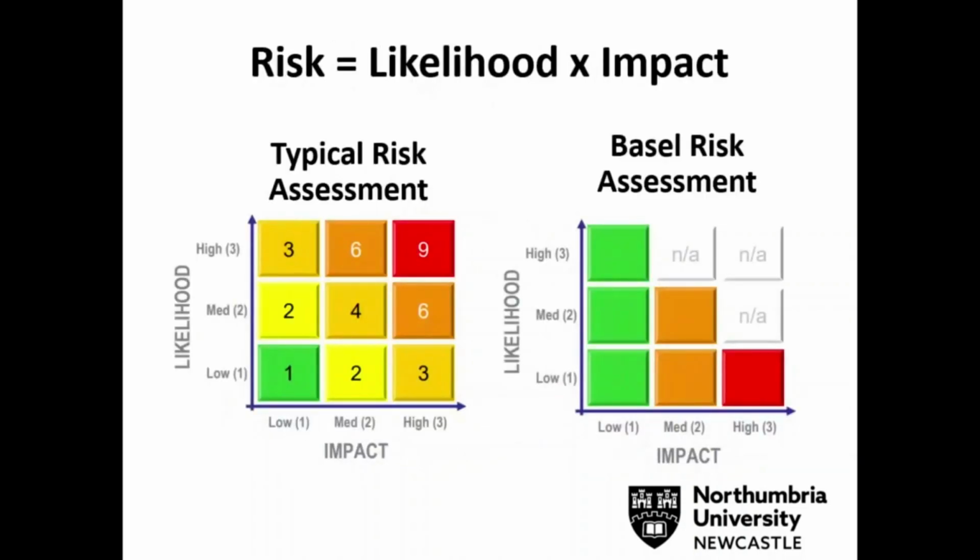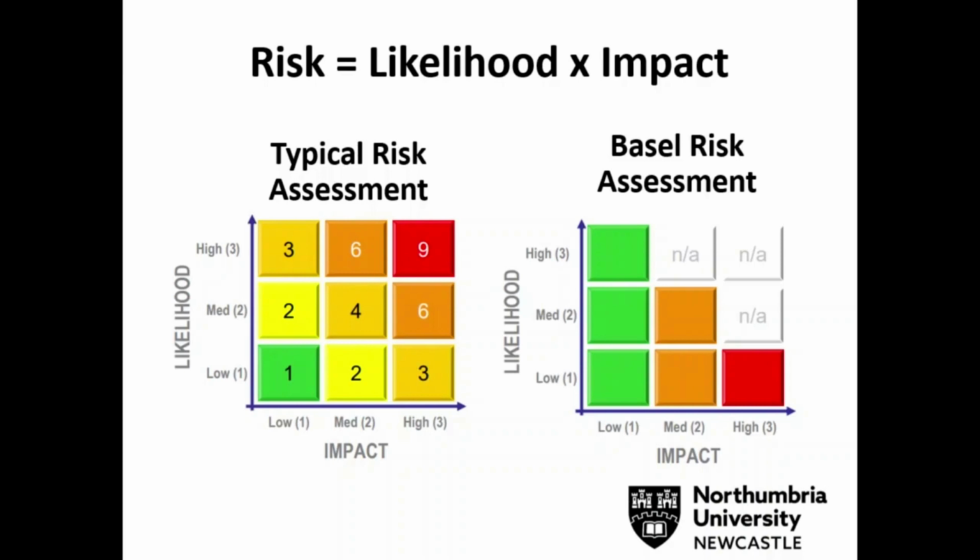A typical risk assessment is here on the left, but the Basel like to use the kind of one on the right. For instance, a high likelihood and high impact, number 9 on a typical risk assessment. What kind of thing would have a high likelihood and a high impact? Things that happen most often and have a high impact.